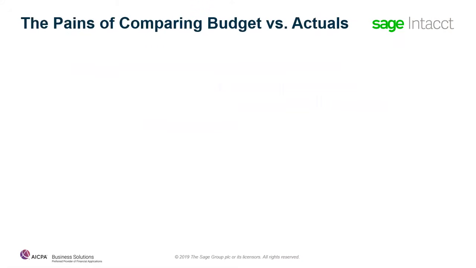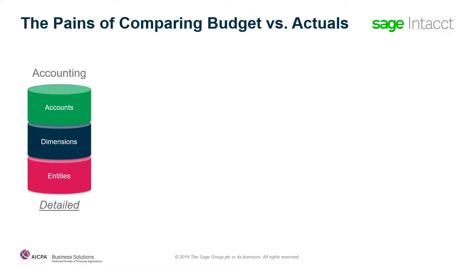So when it comes to budgets and setting financial goals for the business, finance needs to know how the company is doing. And one of the most common ways of doing this is by comparing budget versus actuals. And at Sage Intacct, where we've spoken with thousands of CFOs and helped them improve the business, here's what we noticed. You have your actuals, and it's in the accounting system.